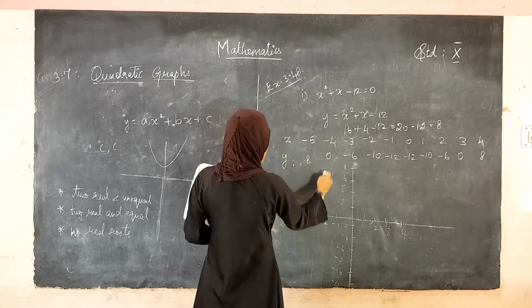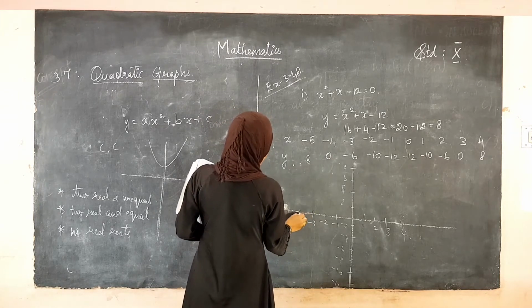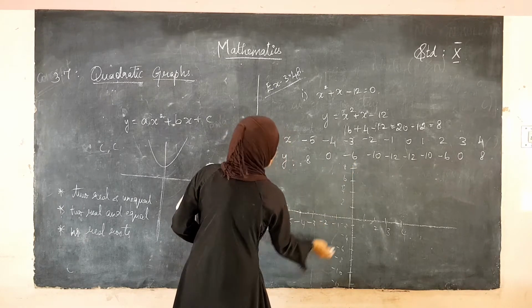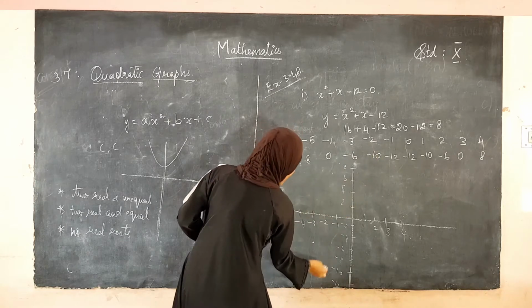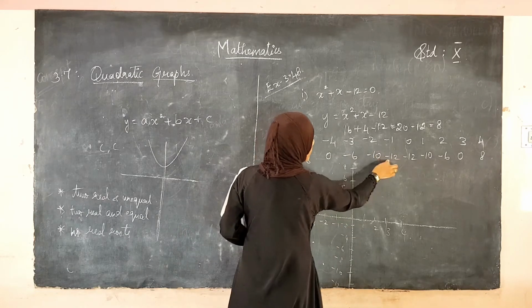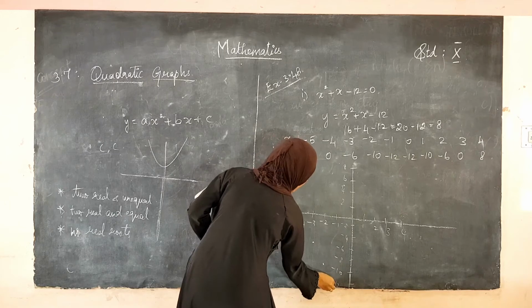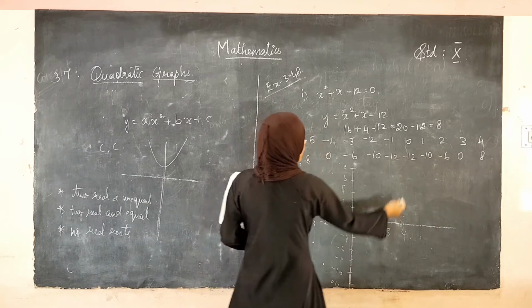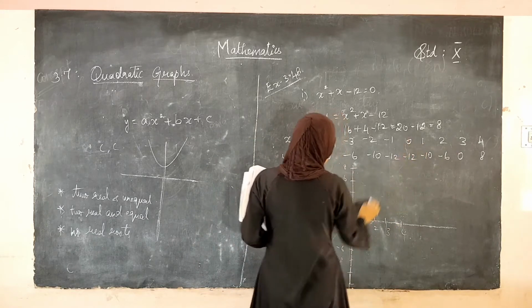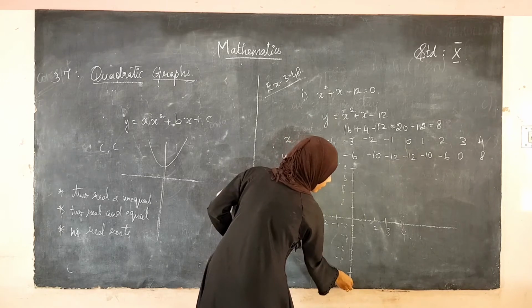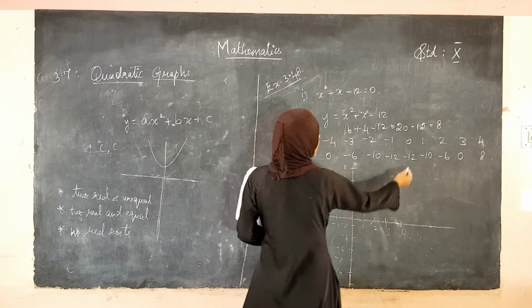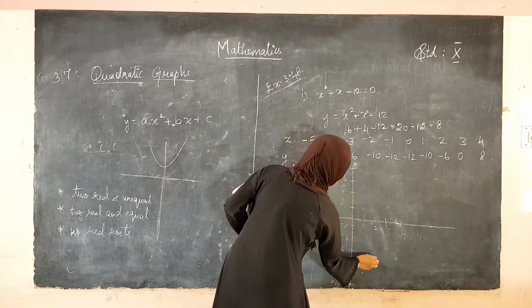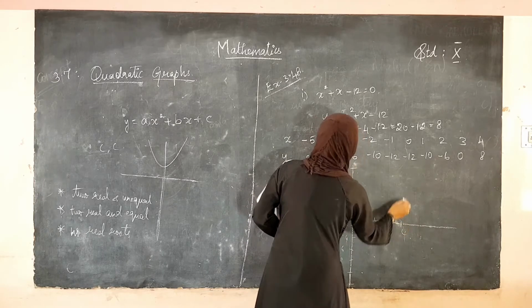See the second point, minus 4 comma 0. Third point, minus 3 comma minus 6 here. And this next one, minus 2 comma minus 10 here. Then minus 1 comma minus 12 here. Okay, and again 0 comma minus 12. See here the x value becomes 0. So, the point should be here, 0 comma minus 12. Okay. Then 1 comma minus 10 and again 2 comma minus 6, 3 comma 0 and 4 comma 8.